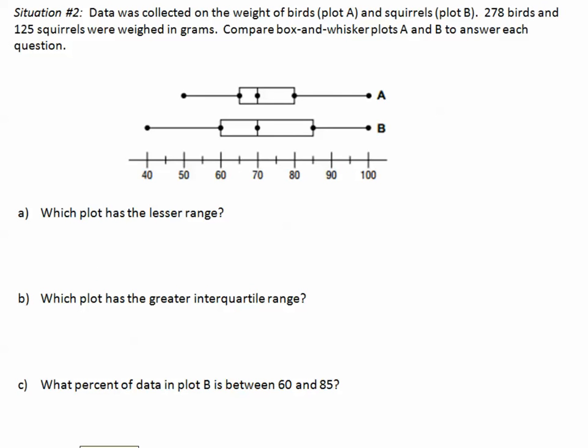Situation 2. Data was collected on the weight of birds, plot A, and squirrels, plot B. 278 birds and 125 squirrels were weighed in grams. Compare box and whisker plots A and B to answer each question. A, which plot has the lesser range?